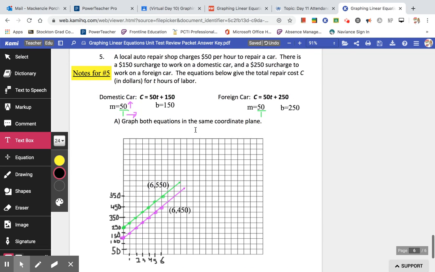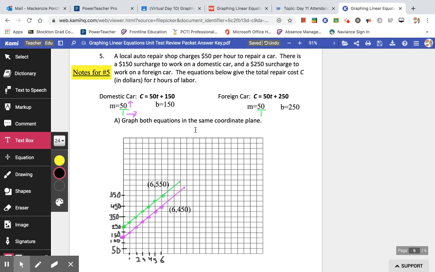So that's the review packet in total. So you can go ahead and look back at your review, fix any that you need to, and then on the test, you're more than welcome to use these videos to help you out.